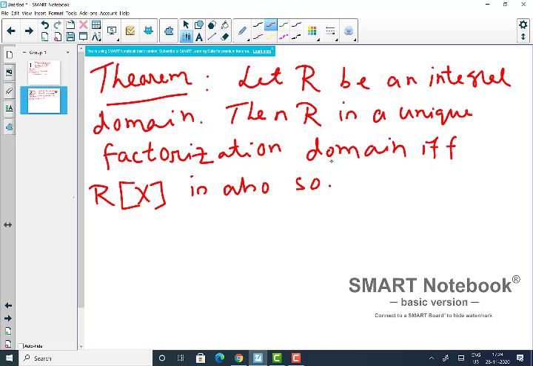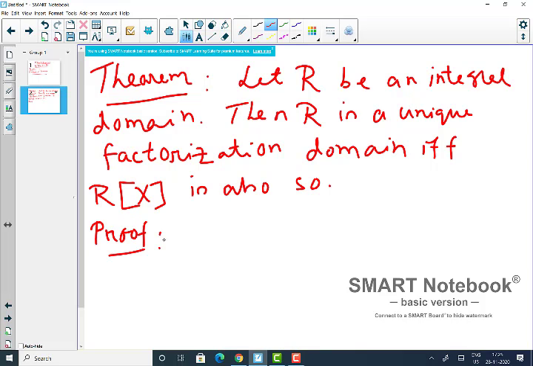This is one of the very important properties that unique factorization domains possess. Now you recall that this property is not true for other domains. For example, if R is a PID, then R[x] is not always a PID. Similarly, if R is an ED, the polynomial ring may not have the same property. But UFD has this nice property. So how do you prove this kind of statement? So, proof.